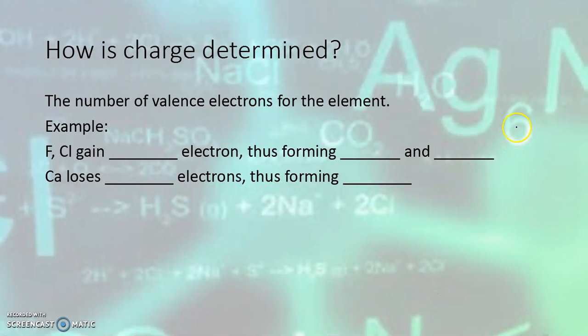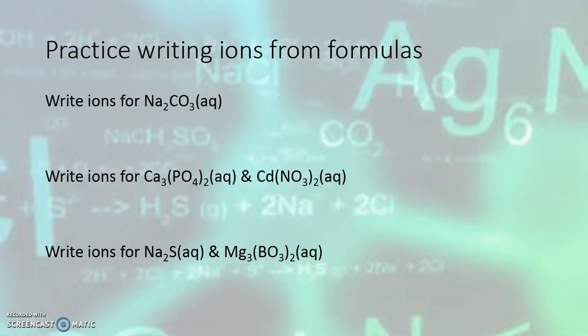How is charge determined? The number of valence electrons helps determine the charge. For example, fluorine and chlorine, or any of the halogens, are going to gain one electron in order to be just like the noble gases, and so they form a -1 charge. Calcium is going to lose 2 electrons, and that way it forms a +2 charge. This is all review. You guys know this.